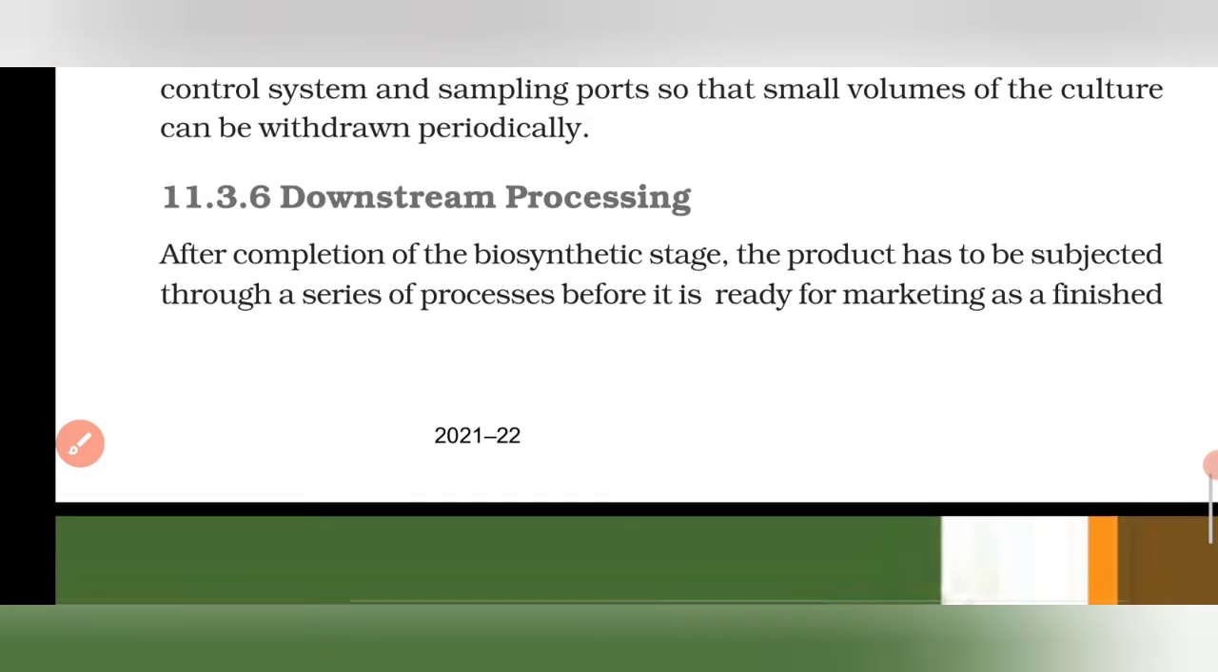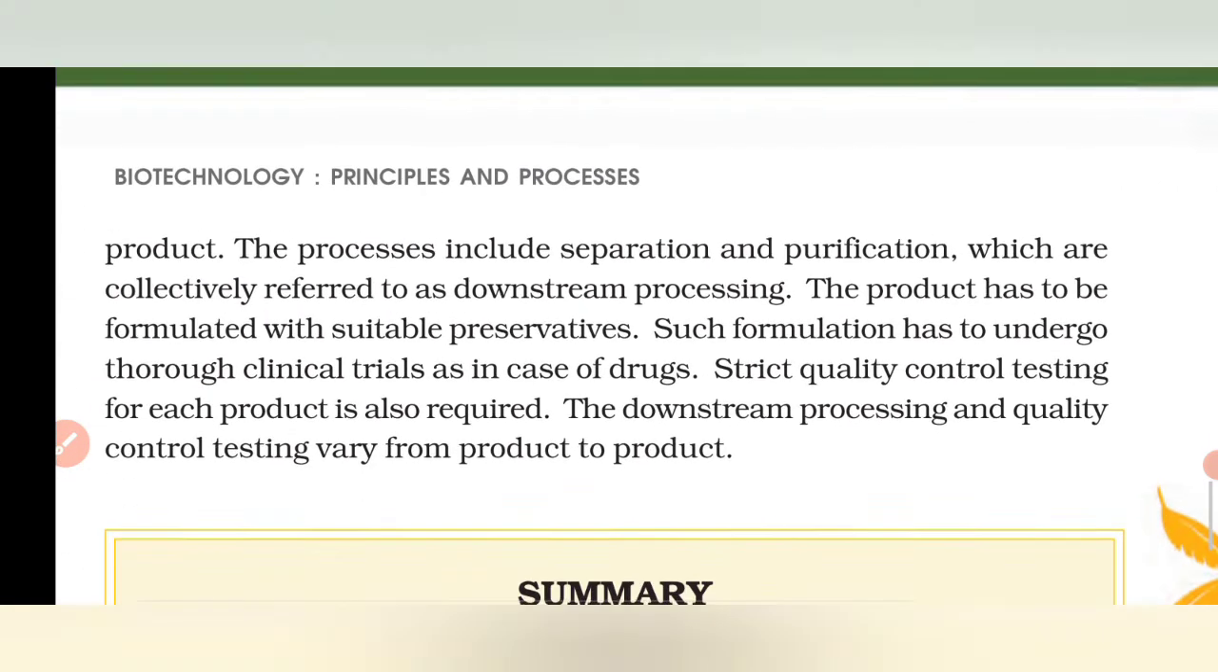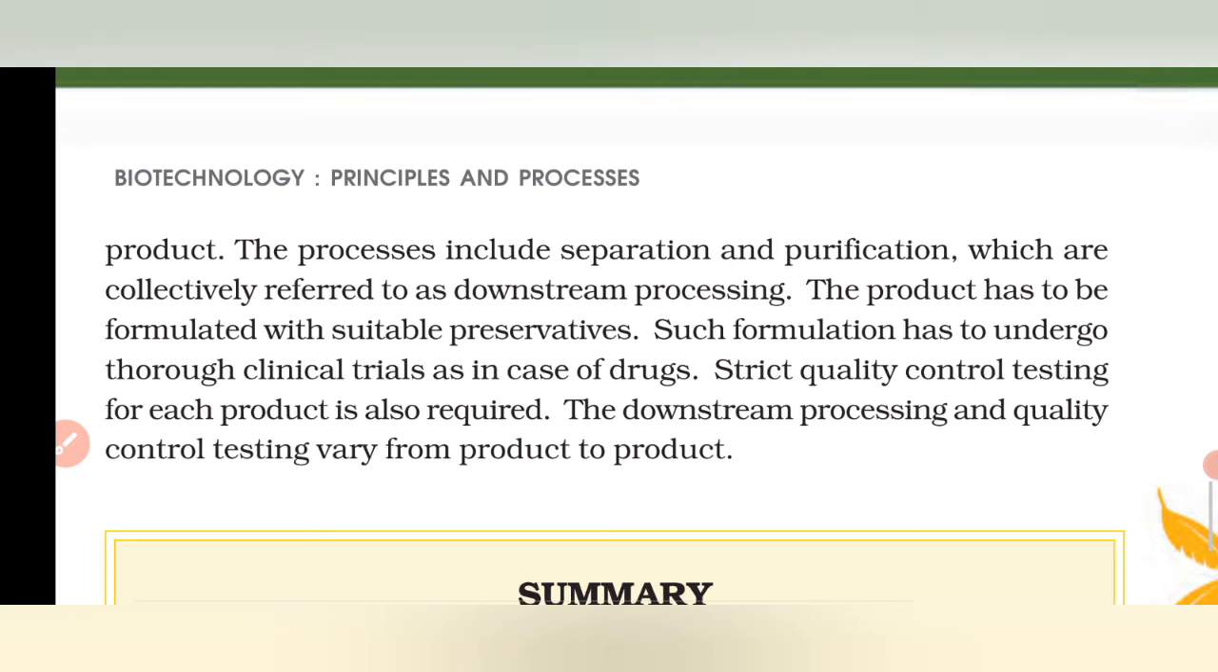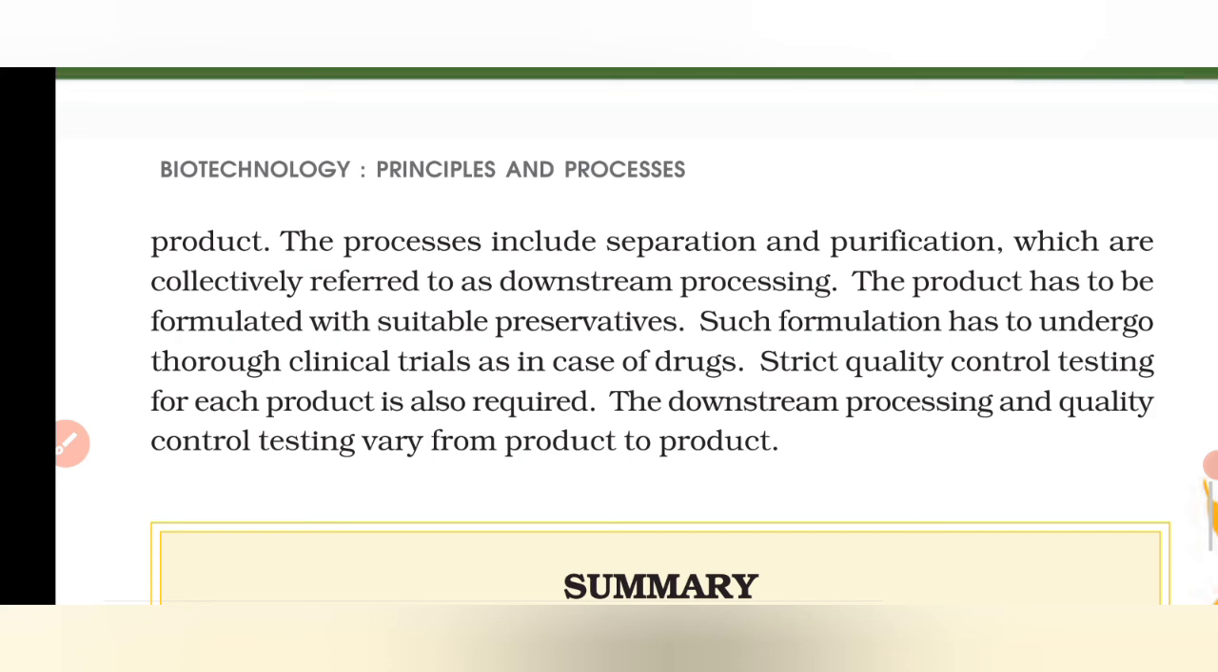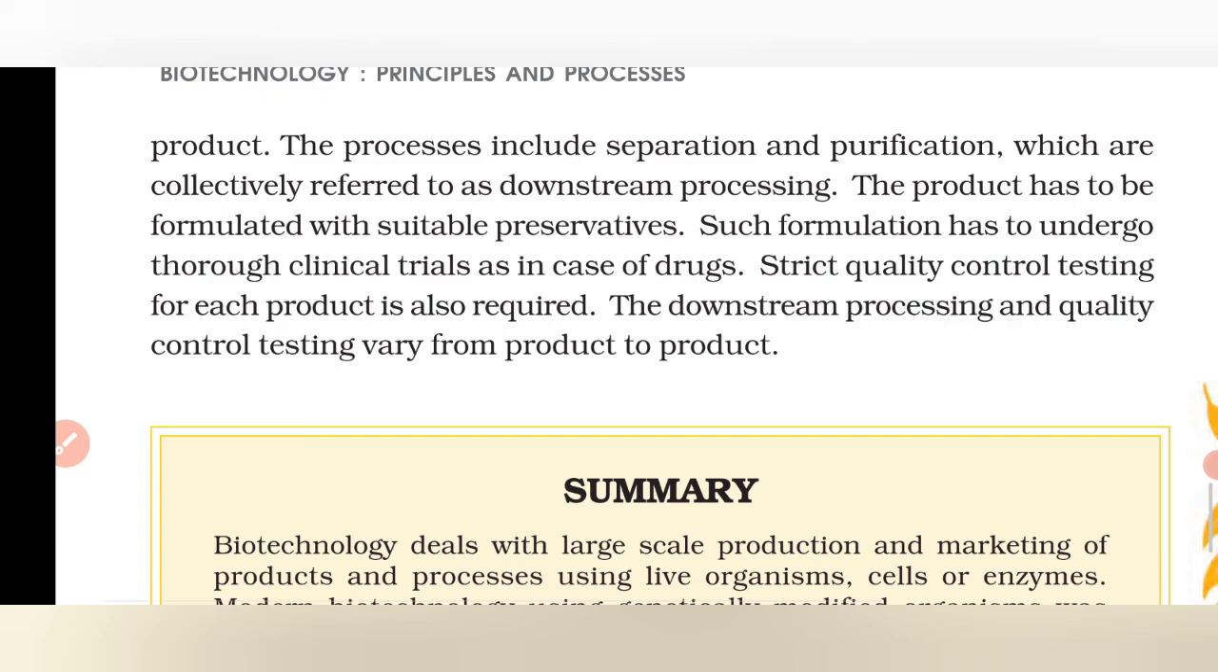Now downstream processing. Downstream processing is nothing but after completion of biosynthetic phase, that is production of this protein, the product has to be subjected through a series of processes before it is ready for marketing. The process includes separation and purification, which are collectively referred to as downstream processing, and the product has to be formulated with suitable preservatives. Such formulations have to undergo thorough clinical trials as in case of drugs. Strict quality control testing for each product is also required. The downstream processing and quality control testing vary from product to product.